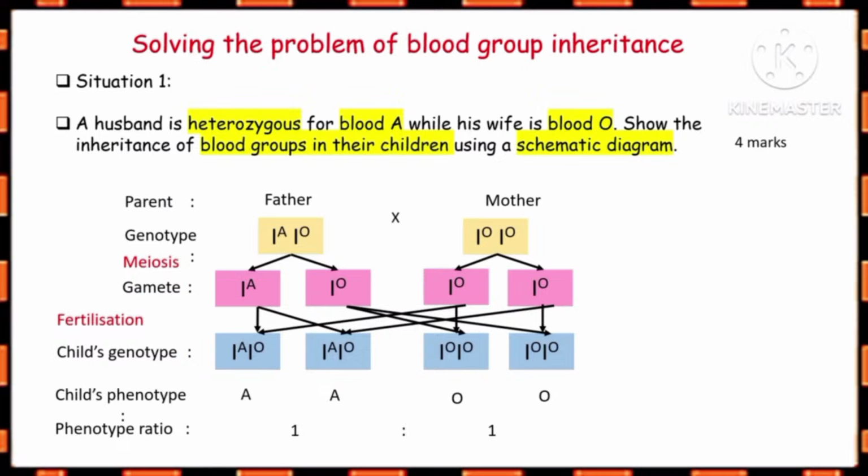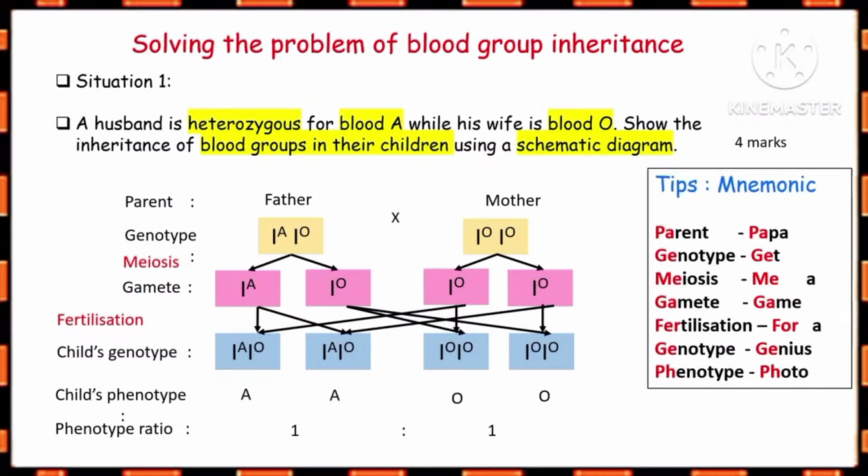Okay, how to make it easier for you to memorize the things written or that should be written on the left side? Like this one: parents, genotype, meiosis, gamete, fertilization, and so on. How to make it easier? How to ensure that you don't forget about this? Okay, here I have one tip on how to memorize it. I use a mnemonic method. So the words that we need to write are parent, genotype, meiosis, gamete, fertilization, genotype.